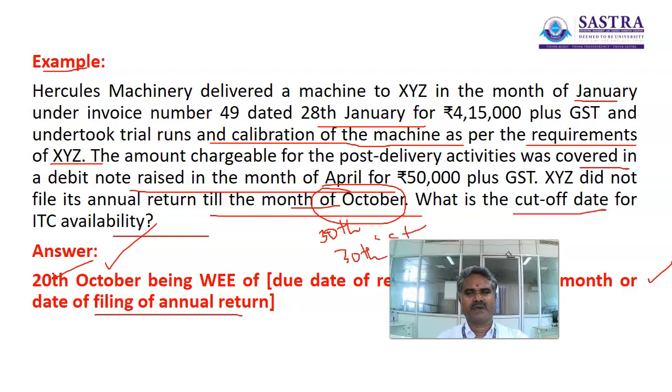But 180 days should be given. January, February, March, April, May, June, July, August, September, October. The month of October, till the end of the month of October. So I think 30th October is the due date.